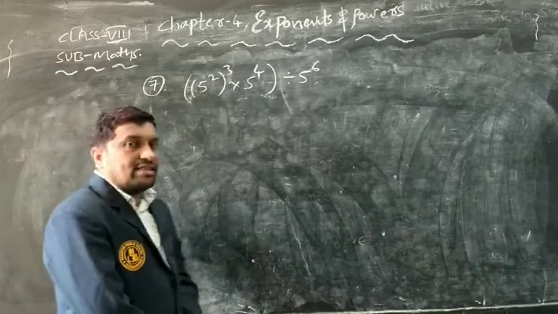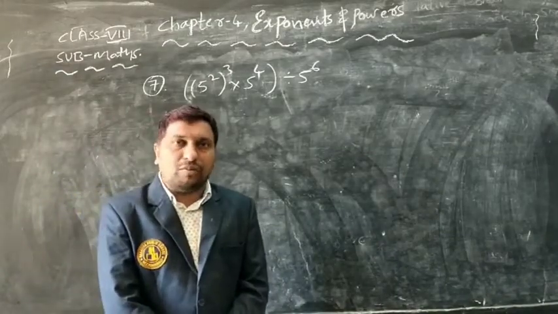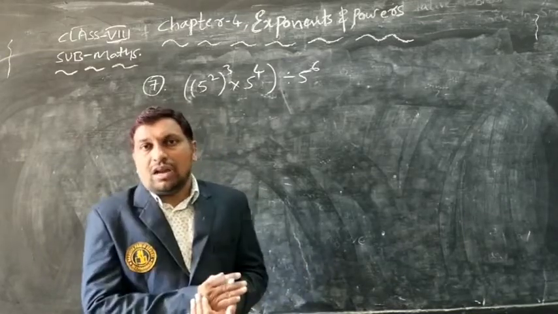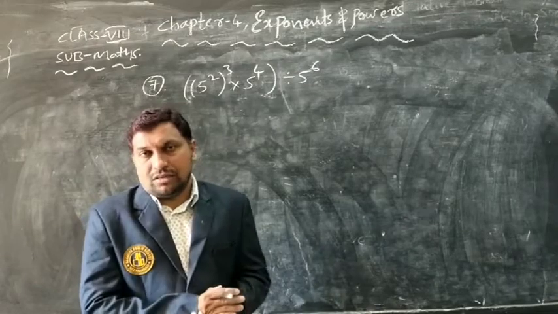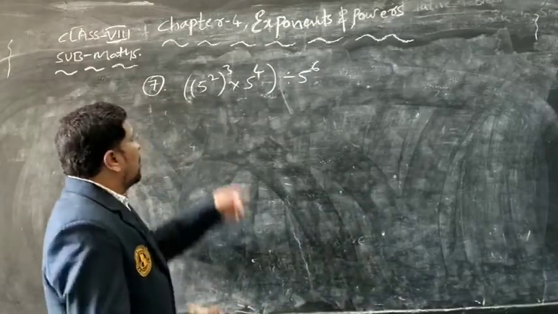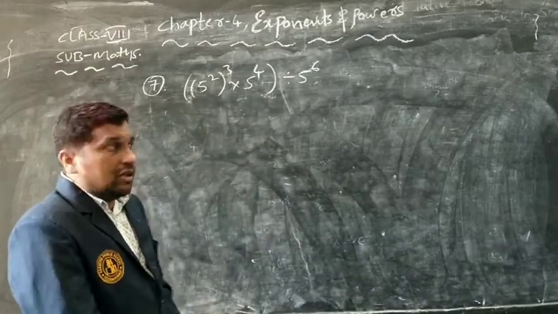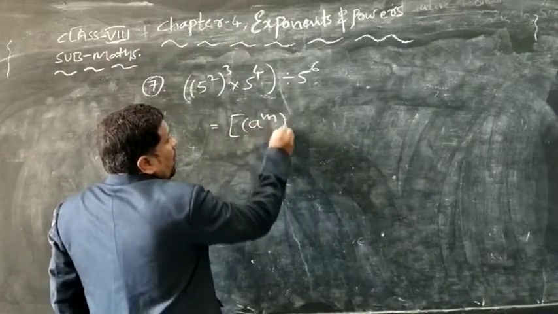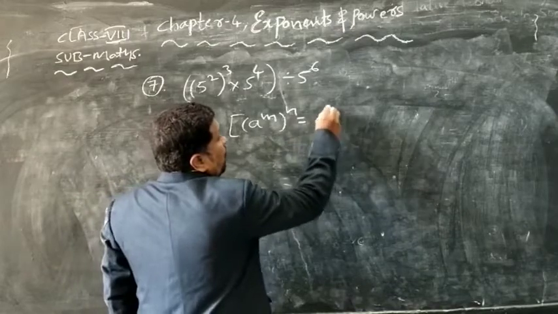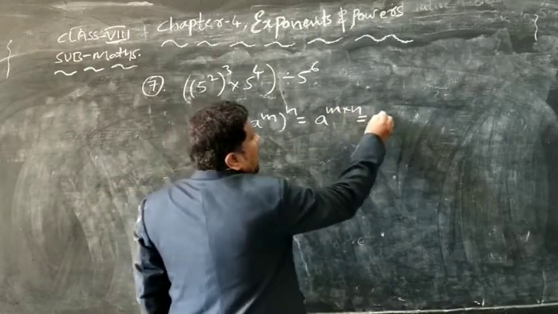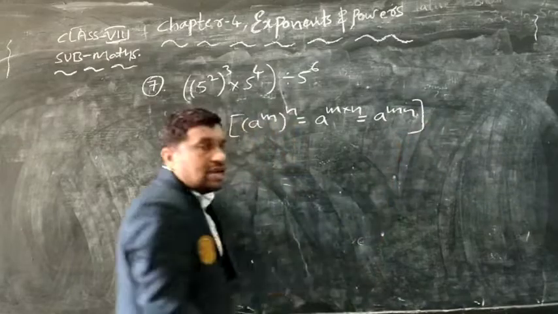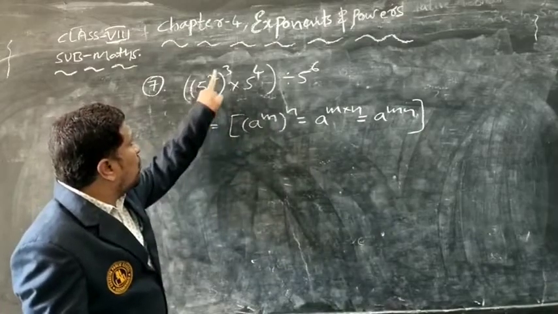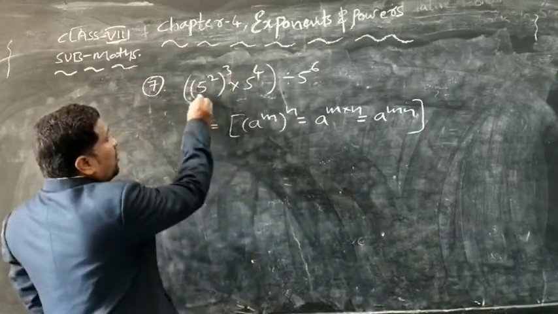Okay, in previous classes we also discussed the laws of exponents, yes or no? So we have to implement those laws of exponents here. The laws of exponents are very important in this chapter. In this problem, which law of exponents can we use first? (a to the power of m) to the power of n is equal to a to the power of m into n. Okay, first we can implement this law of exponents in this question. So 5 square whole to the power of 3 is related to this formula, yes or no?